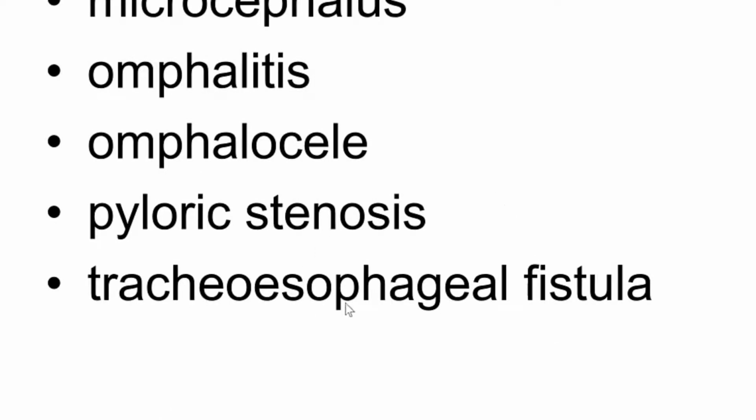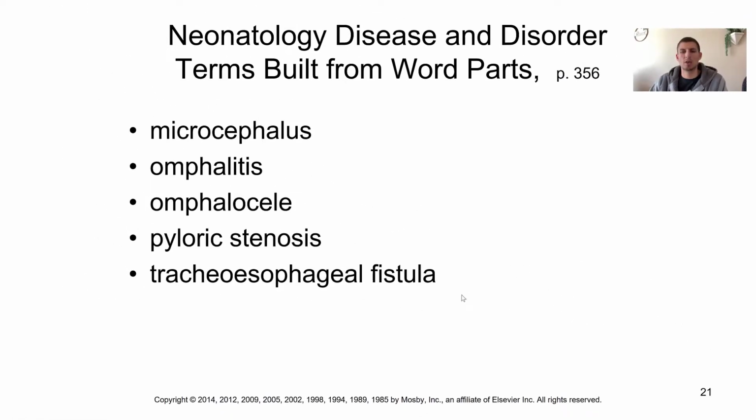And I'm not going to continue to just go through every single word here that's in the text, but remember tracheoesophageal fistula, we mentioned that in the respiratory system, and this is also a common birth defect where sometimes we see that communication between the trachea and the esophagus.